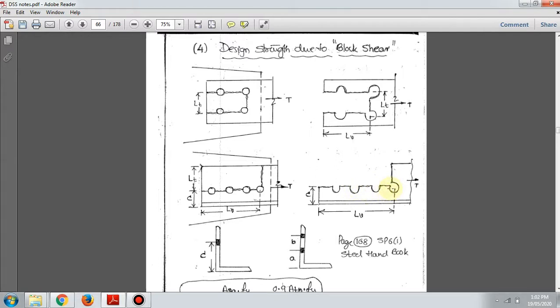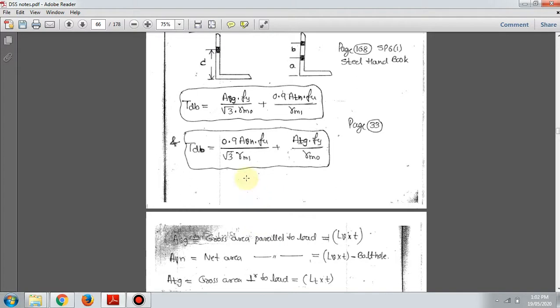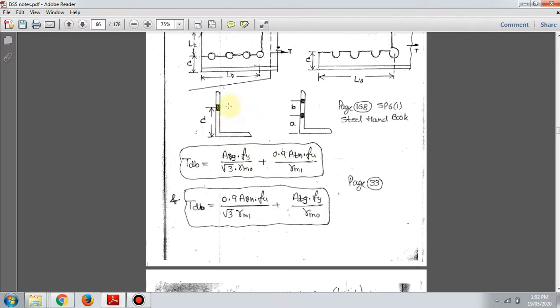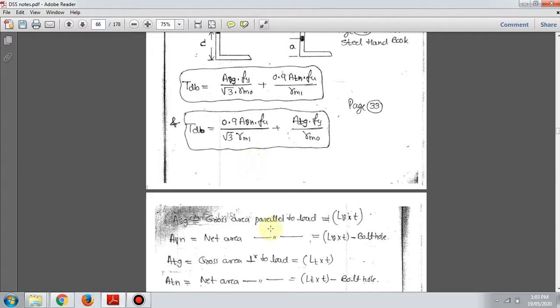When an angle section is given and subjected to a tensile force, for the angle section, see, this bolt gets cut, this bolt gets cut, this bolt gets cut, and at the edge the half bolt gets cut. The diagram of block shear is like this: 1, 2, 3, and this is half bolt. That is 1, 2, 3, 3.5. So 3.5 bolts get cut when an angle section is subjected to block shear.